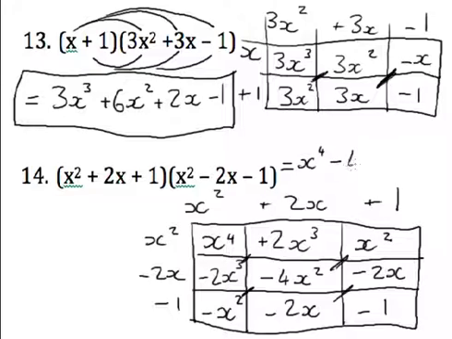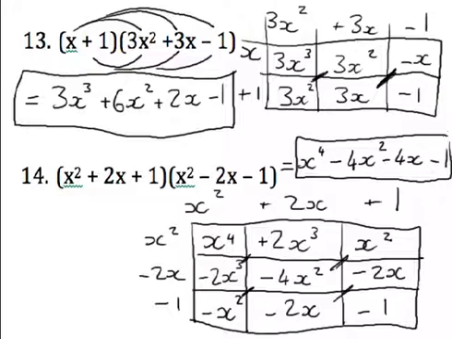So minus 4x squared. My negative 2x and another negative 2x is minus 4x, minus 1. Just about squeezed on there. Gives me my answer for number 14: x to the 4th minus 4x squared minus 4x minus 1.